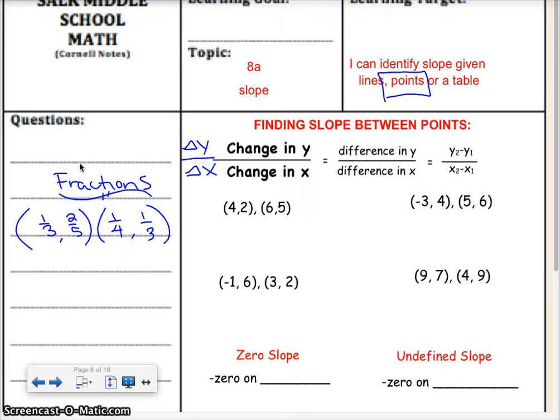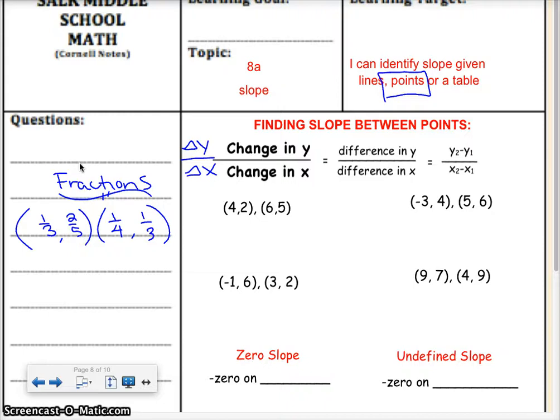Now this is just some really fancy way to represent it. I'll tell you what it says. y sub 2, that's how we say that, that's the subscript there. y sub 2 take away y sub 1, which just means second y take away the first y. That's all it means. Over x sub 2 minus x sub 1. That means second x take away the first x.